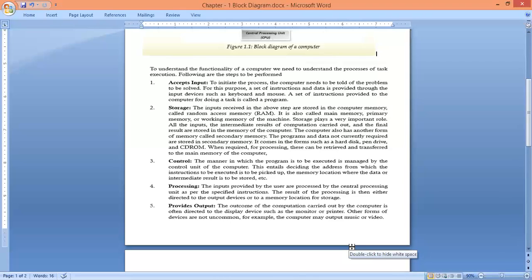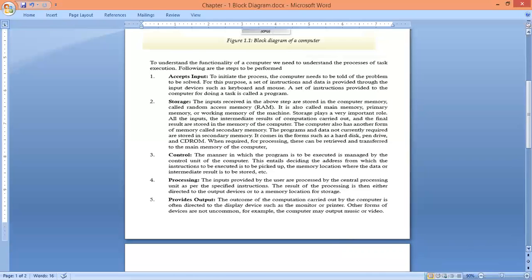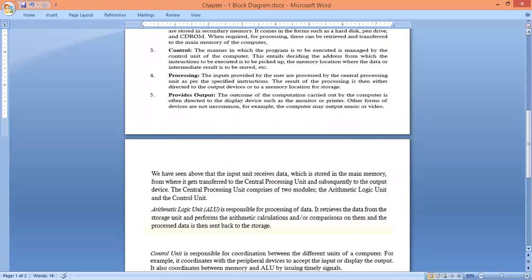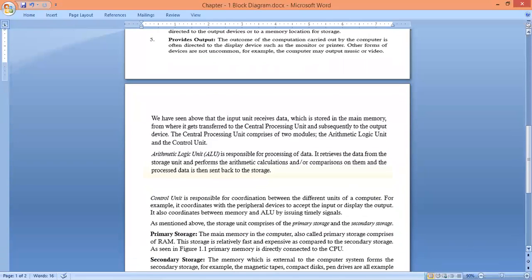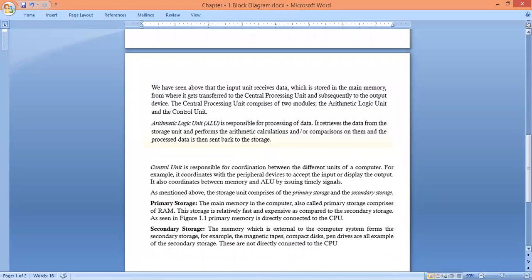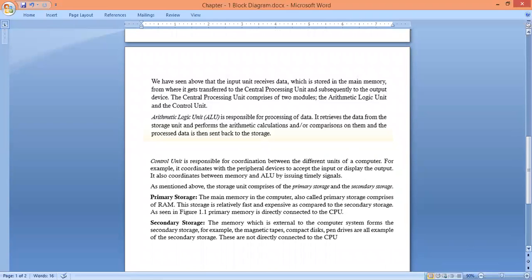Last, that is provide output. We will get output on an output device. If we want a hard copy, then we will use a printer, plotter, or if we want to save our data, we can save on secondary memory.